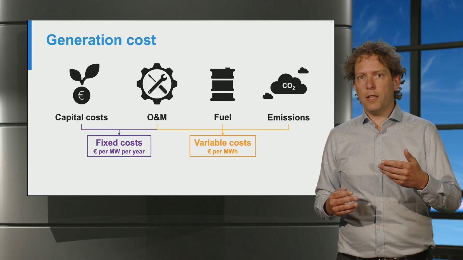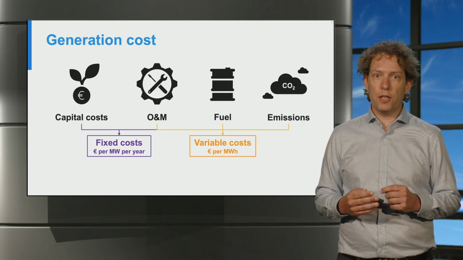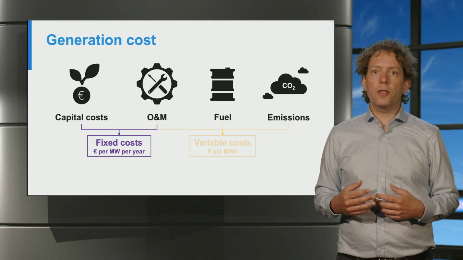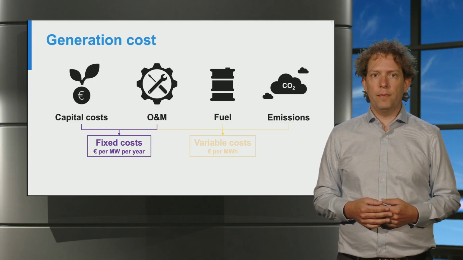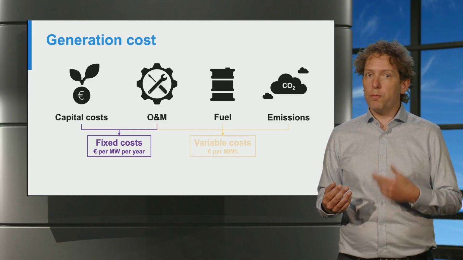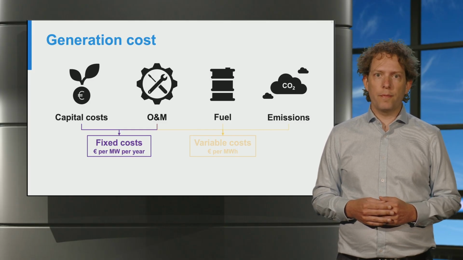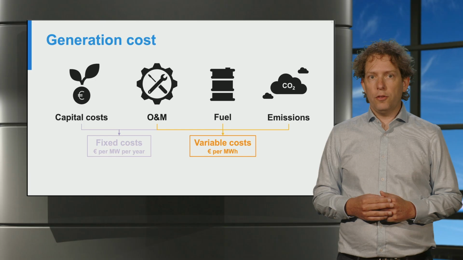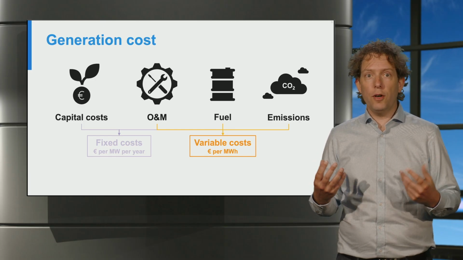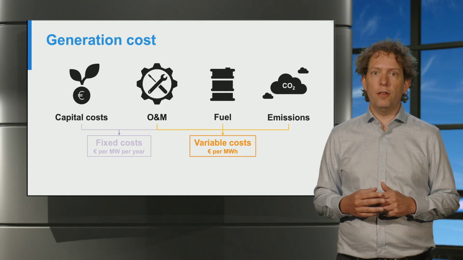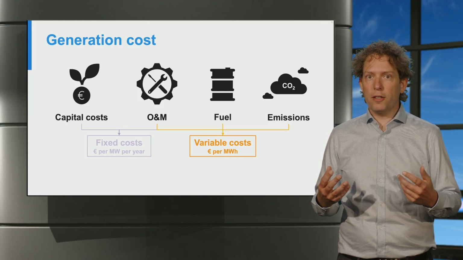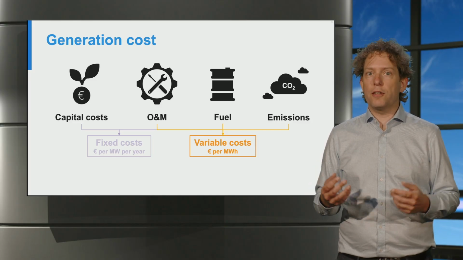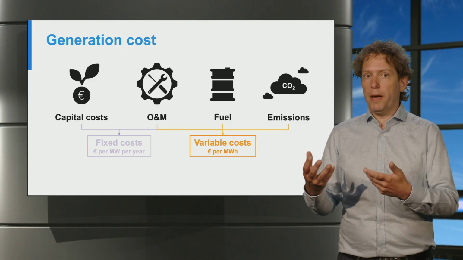Now, for modeling studies, we can simplify this picture a little bit by distinguishing fixed and variable costs. The fixed costs are incurred regardless of whether a generator is producing energy. This includes the capital costs and part of the operation and maintenance costs. It is expressed as a cost per megawatt per year. The variable cost consists of the fuel and carbon costs and the remaining part of the operation and maintenance costs, that part that is dependent on the amount of energy produced. This is usually represented as a cost per unit of energy, often per megawatt hour.